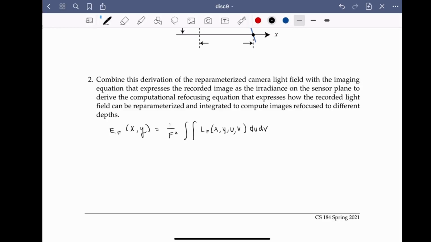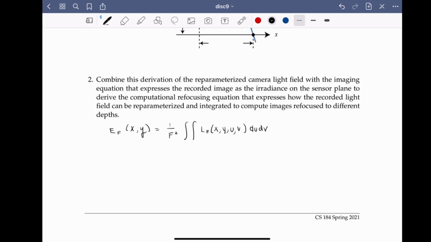All right, on to question number 2. Combine this derivation of the reparameterized camera light field with the imaging equation that expresses the recorded image as the irradiance on the sensor plane to derive the computational refocusing equation that expresses how the recorded light field can be reparameterized and integrated to compute images refocused to different depths. All right, that was a mouthful, but let's just take this one by one.